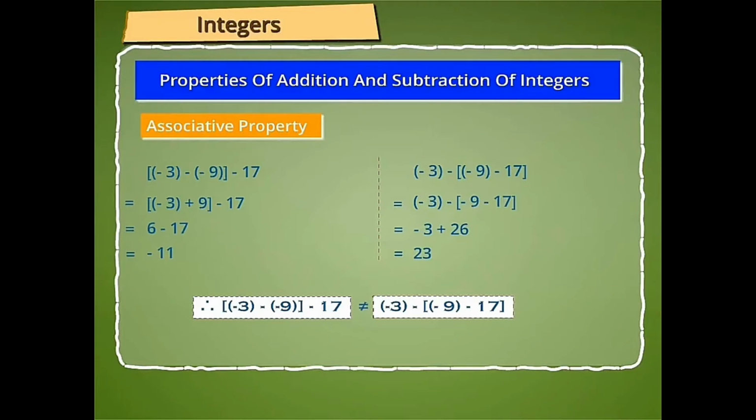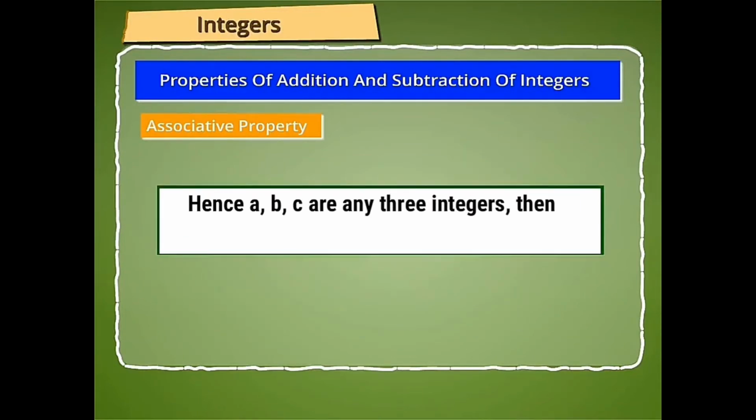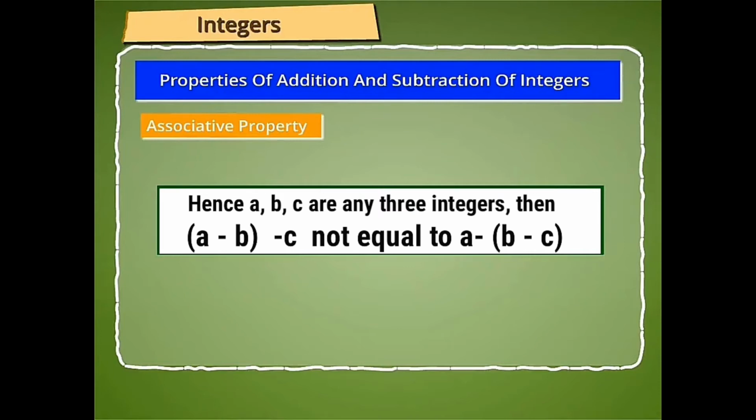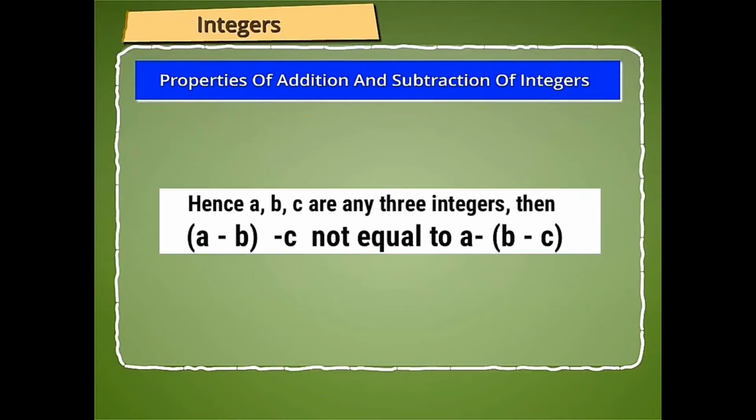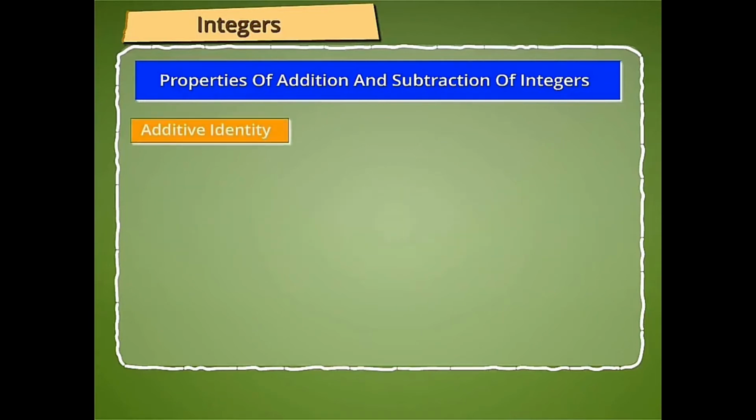Thus, subtraction is not associative for integers. Hence, a, b, c are any three integers, then a minus b minus c is not equal to a minus b minus c with different grouping. Let us now talk about identity called additive identity.